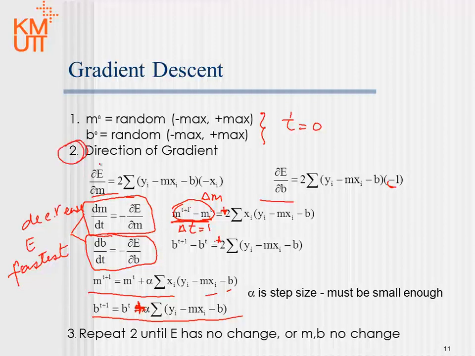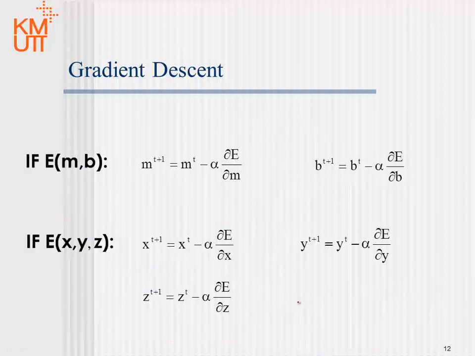This step we're going to keep repeating. Each time we repeat, we actually get a new m and a new b, updating continuously, and we keep updating this until the system kind of gets stable somehow. There will be very little change, E doesn't change, m doesn't change, b doesn't change. The system gets kind of stable. That means it's time to stop.